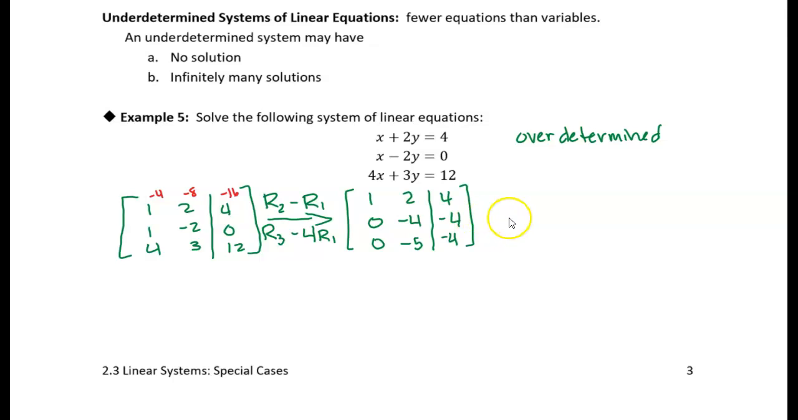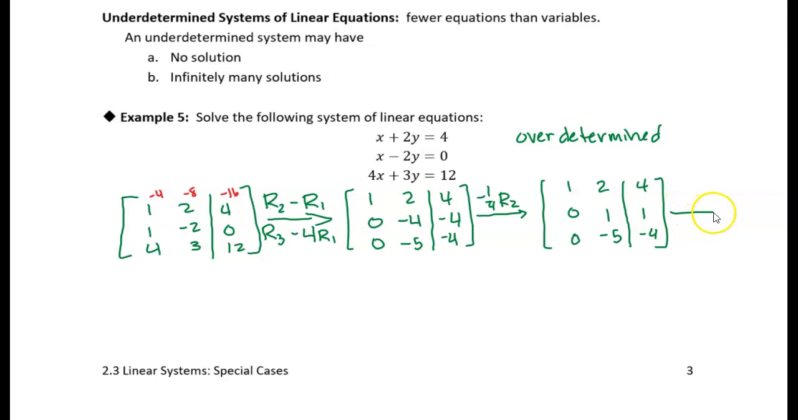All right, so now probably the easiest thing to do would just be to take negative 1/4 of row 2. I'll just take that little baby step. So I'm not going to touch row 1, and I'm just going to divide this whole row by negative 4. So this becomes 1 and 1. And we'll just leave the third row alone as well, with negative 4. Okay, so that was kind of an easy baby step.